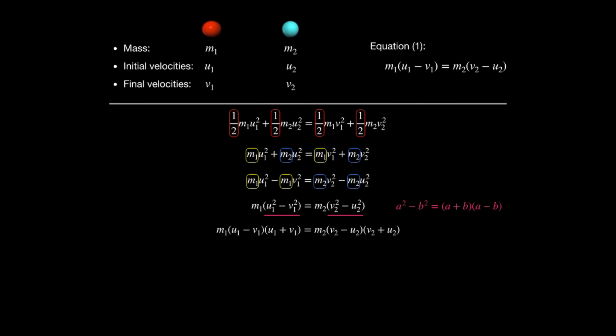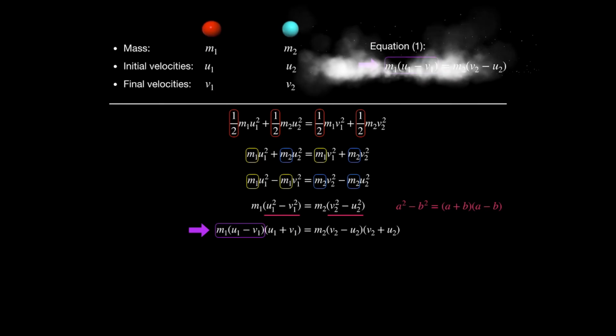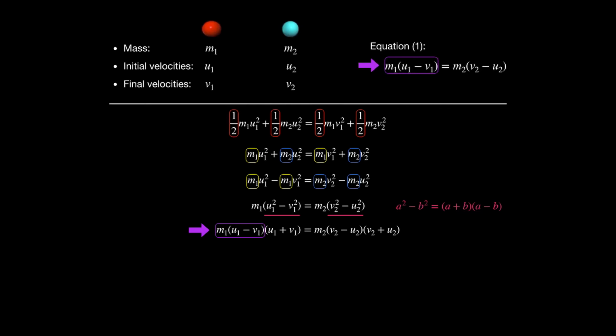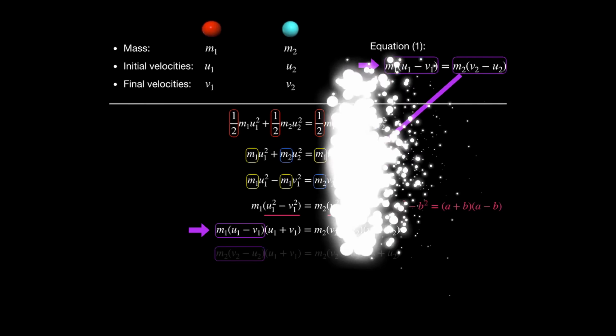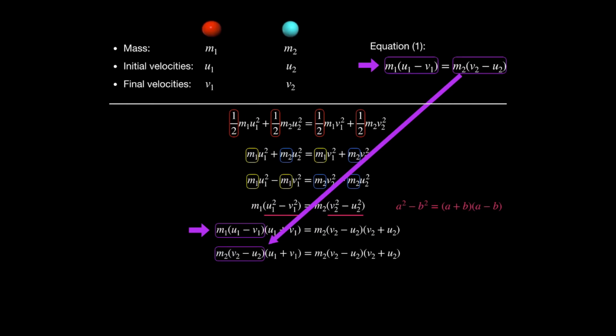Now, can you see that this is the same as this? From equation 1, this term equals m2(v2 minus u2). So, let's replace it with m2(v2 minus u2). Now, can you see anything special here? This is common to both sides, so we can just eliminate it. Now, we have got this simple equation.